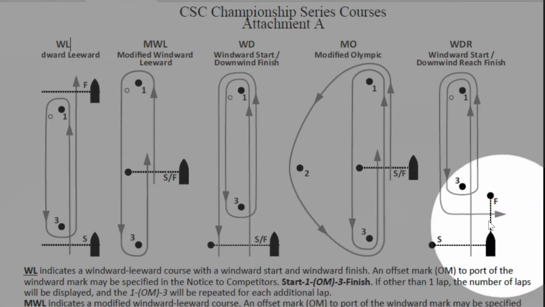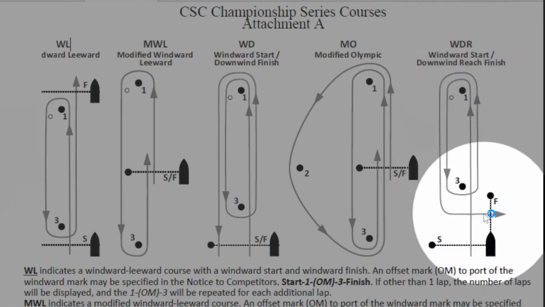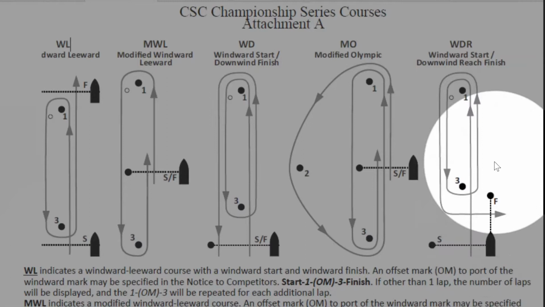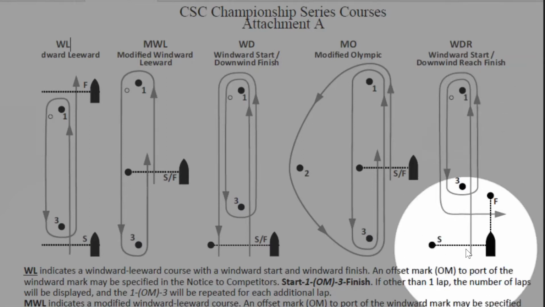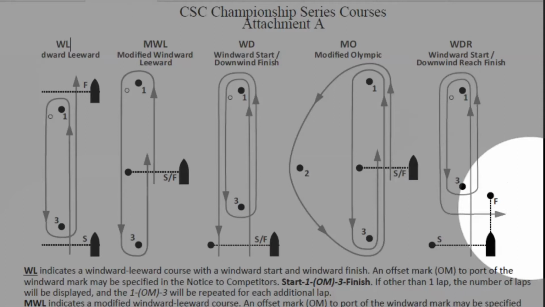And that's one other advantage of the WDR, which Carolina Sailing Club adopted specifically for the Governor's Cup. They don't actually have a finish line off this boat for the Governor's Cup. They have a separate finish boat over on the right. It's just like a windward leeward, except instead of coming down to finish, they turn this mark and sail a short reaching leg to the finish.